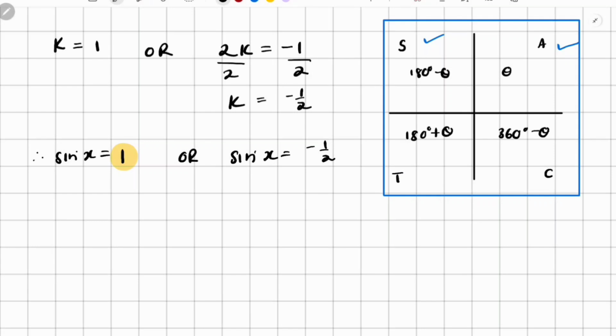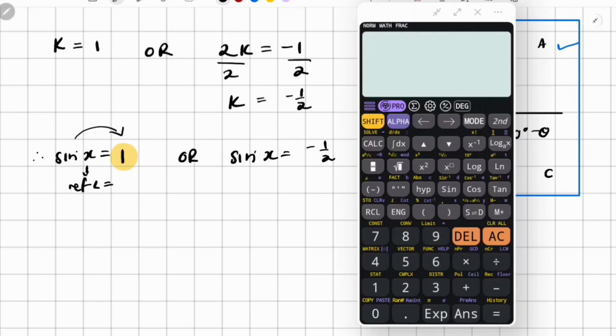Now we need to find our reference angle. To find the reference angle, we take sine inverse, so it's really the second function of sine, which we activate on the calculator by pressing shift sine. So we're saying shift sine of 1, that's the number that we have there. That gives us 90 degrees. So the reference angle that we have is 90 degrees.